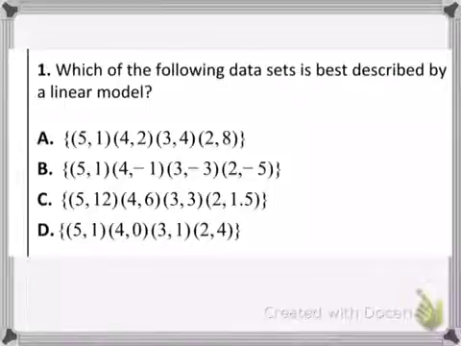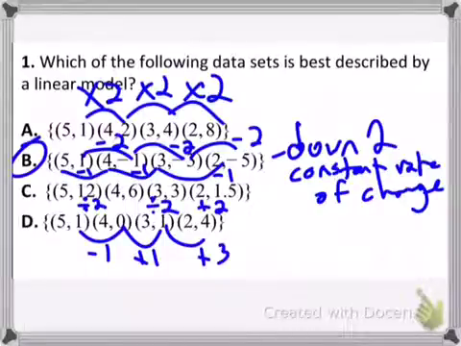Which of the following sets of data is best described by a linear model? Right here, if we look, we can see that in B, the y value is going down by 1. We can see right here. And the x values are going down by 2, so it's constantly changing. The x values are going down by 1, the y values are going down by 2.